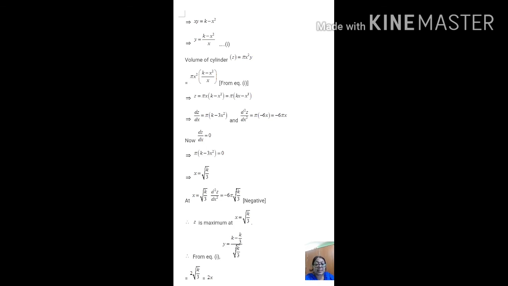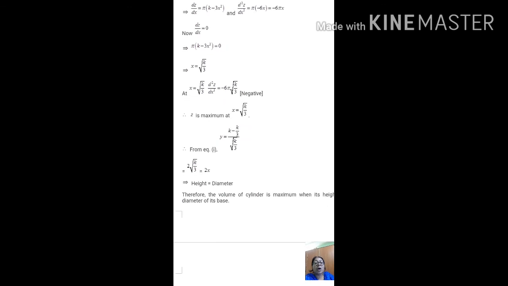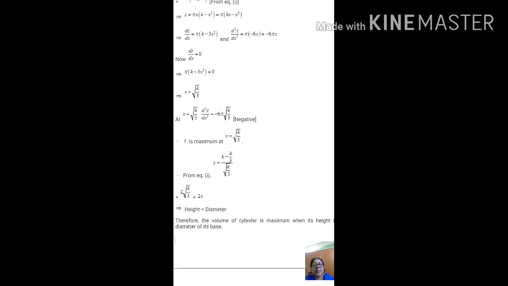So if x is given, then y we can find from equation 1, and that comes to 2 into root over k by 3. Root over k by 3 means x, which we know. So y is equal to 2x, meaning height is 2 into radius, that is the diameter. So this is what we had to prove for the maximum volume of the cylinder: the height and the diameter of the base are both equal.